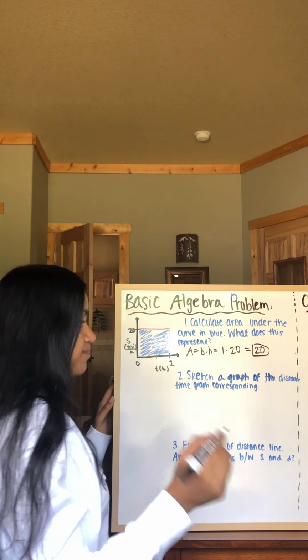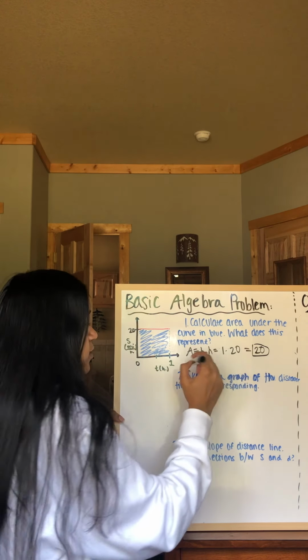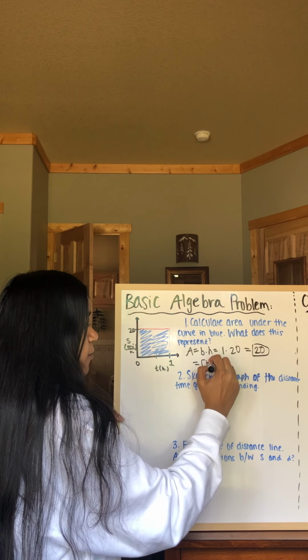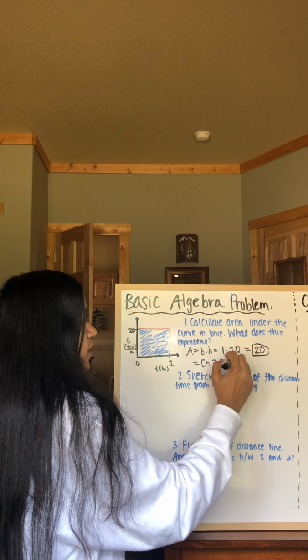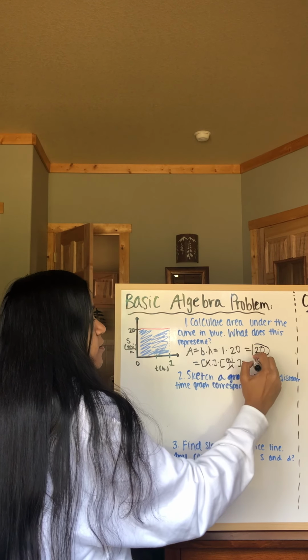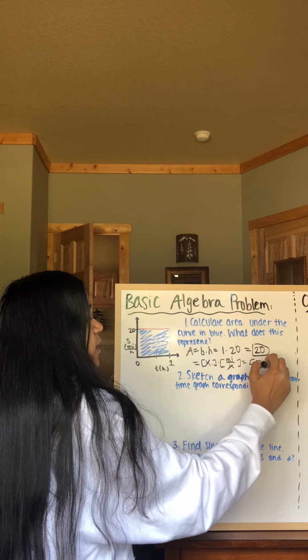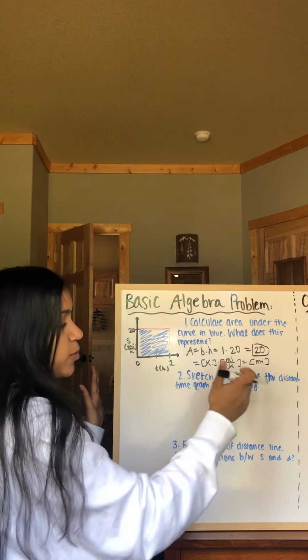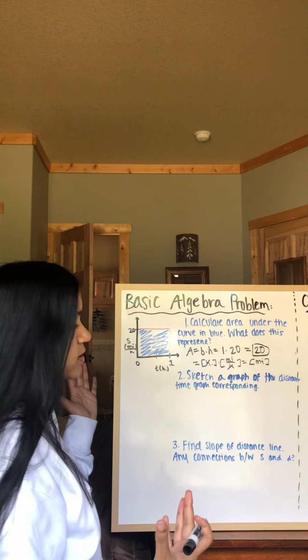What does this represent? Well, let's look at units. So the units of our area: for the base it's hours, for the height it's miles per hour. Hours cancel out. You get a unit of miles. So this whole blue region represents 20 miles. It represents a quantity of distance.